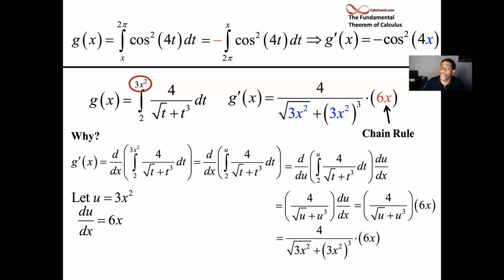We can simplify it from there. Replace u with what u was, because we need the derivative back to us in terms of x. The function came to us in terms of x. We need the derivative back in terms of x. So just replace the u back with 3x squared. Okay, and this could be simplified actually. I wouldn't worry about it too much though.